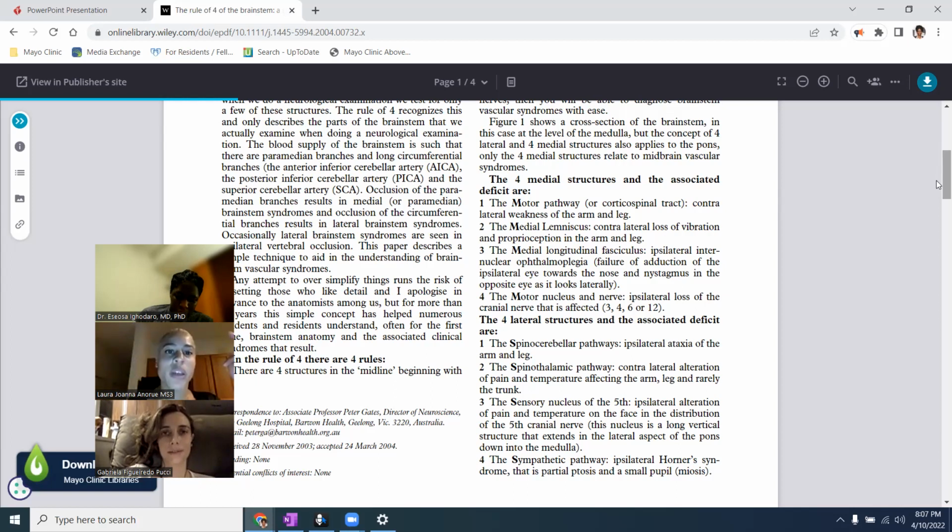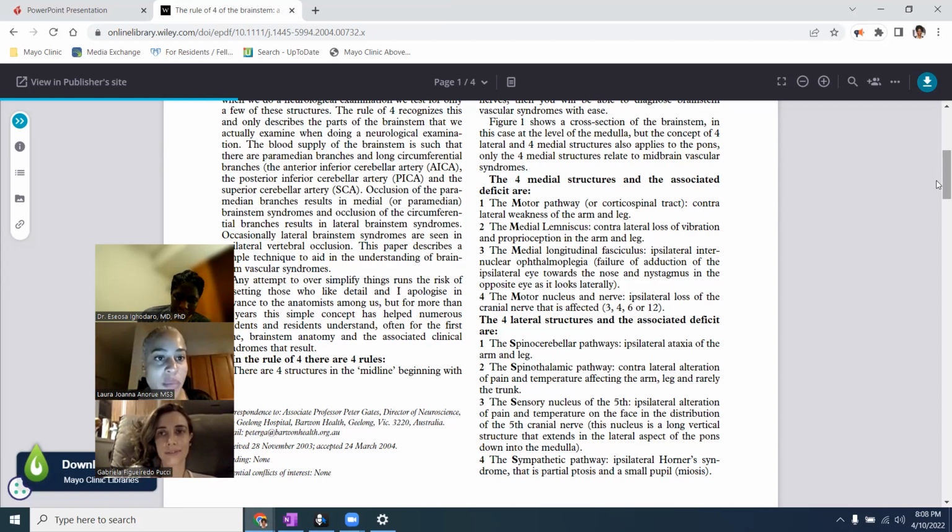So 4, 4, and 4. Remember, 1 and 2 are not actually in the brainstem, but just to make it 4, 4, and 4. At that point, to break down which cranial nerves are medial, it's whichever ones are divisible into 12. So what's divisible into 12? Cranial nerves 3 and 4 are divisible into 12. So stick those into the medial, right?